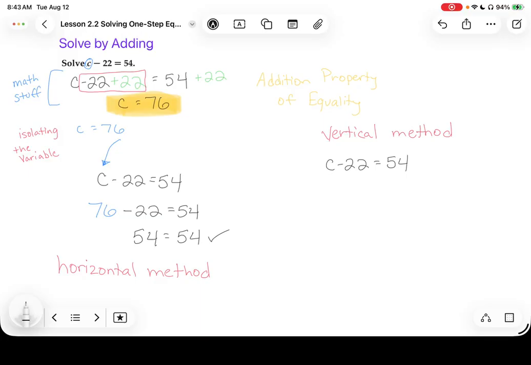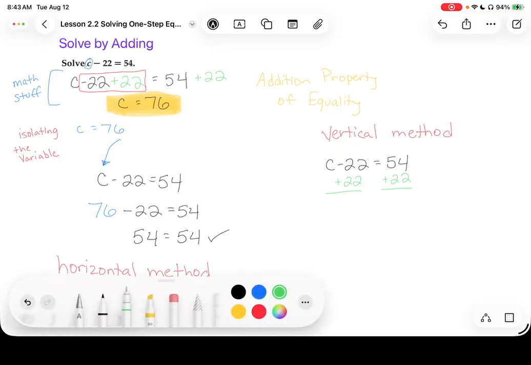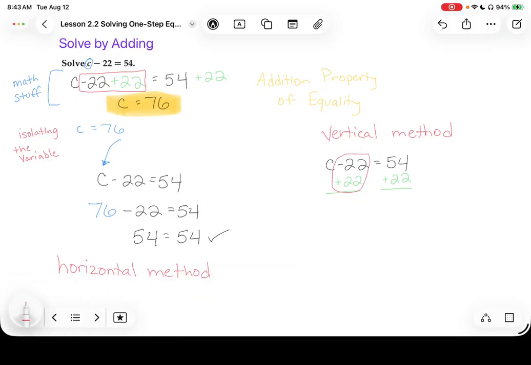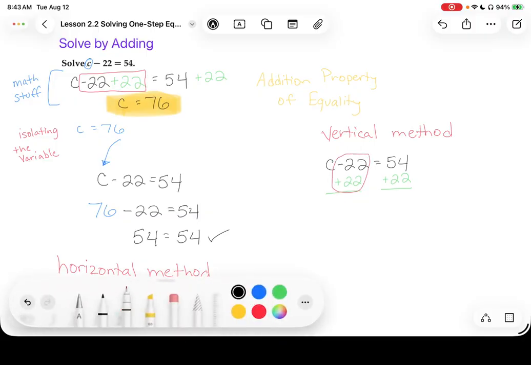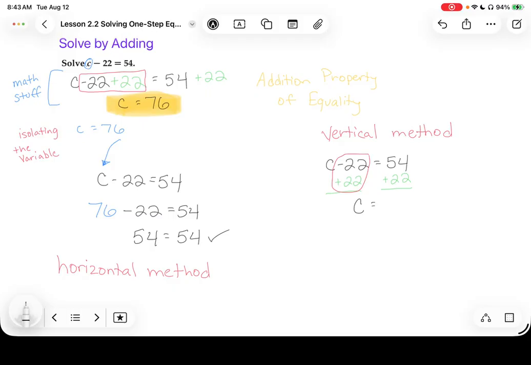Instead of adding 22 by putting it on the end of each side of the equation, you just write it underneath. The reason you're more likely to use the vertical method than the horizontal method is because it takes up less space. I don't have to rewrite the equation when I add 22 to both sides. So negative 22 plus 22 again is 0, leaving me with c, and 54 plus 22 is 76. So I get the same answer both ways, but the vertical method is just a little more compact, takes up a little less space on the paper, and that's why that's more than likely going to be the method that we end up using whenever we solve these equations.